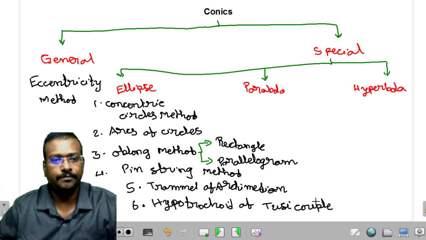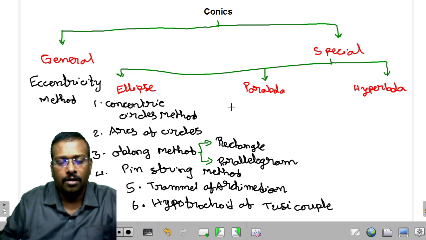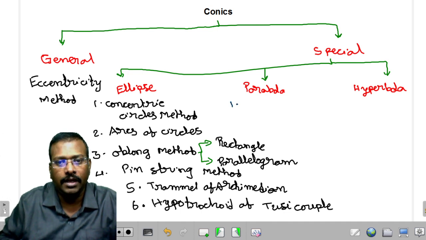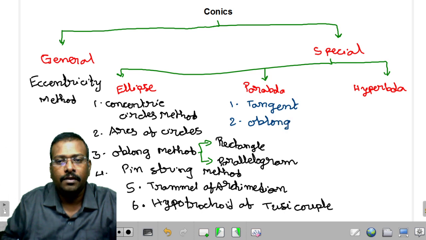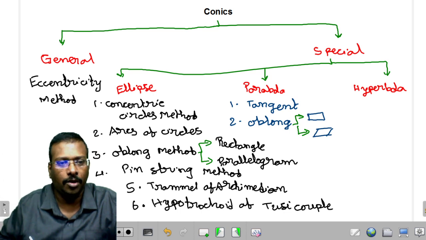Now next one is for parabola. What are the different methods there? First one is the tangent method. Second one is the oblong method. Once there is an oblong method, automatically there are 2 types. One is the rectangle method, another one is the parallelogram method. So these 2 only we will come across for parabola.